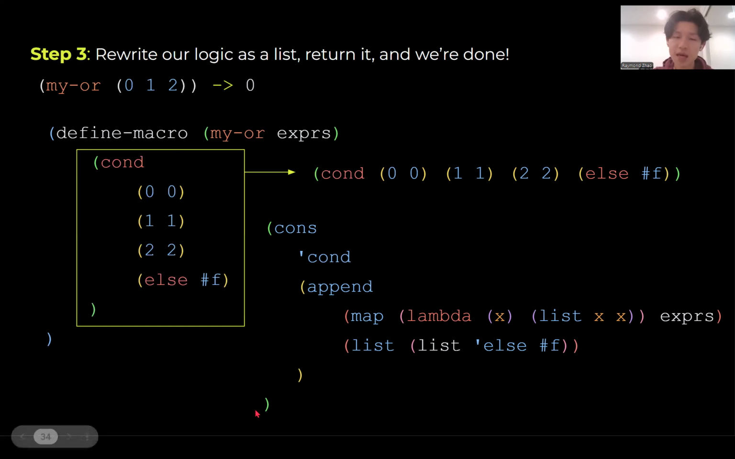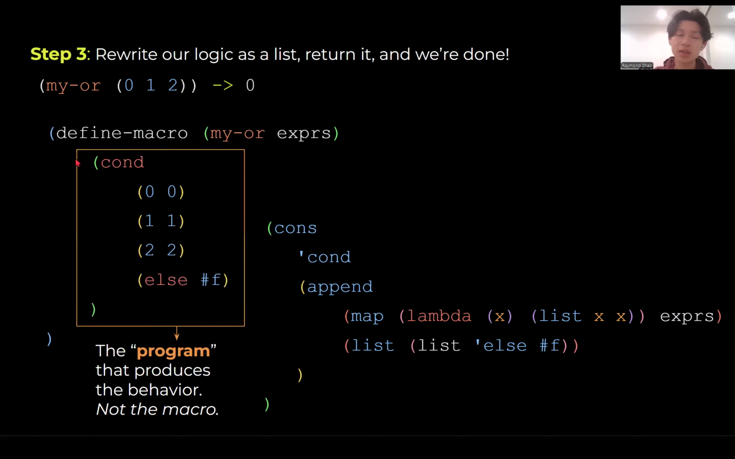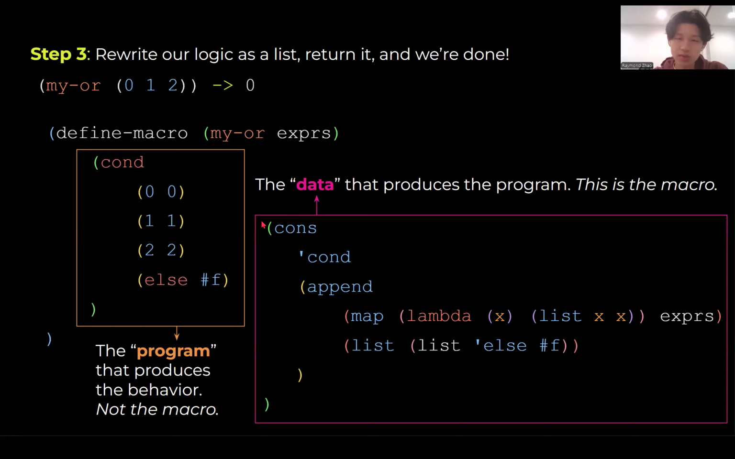If you execute this code, you will produce this list. And this list is this code. And if you evaluate this code, you get the behavior we want. This code right here that implements our behavior is simply the program. This is not the macro. And this right here is the data that would produce that program. And this is the macro. So yeah, there we are. That's the big picture.